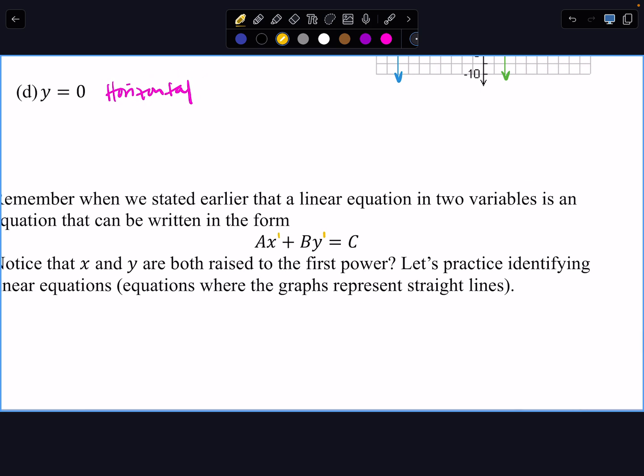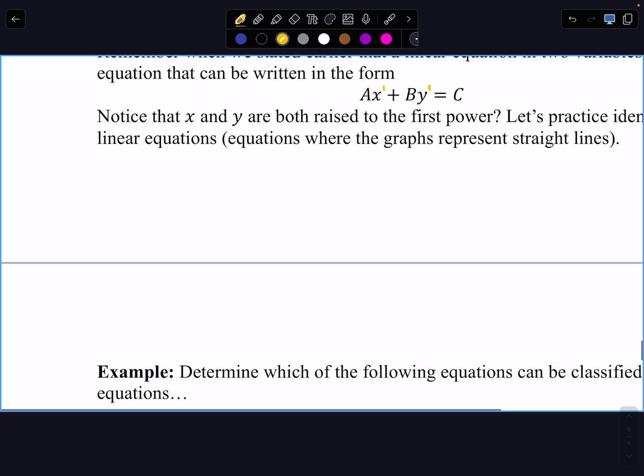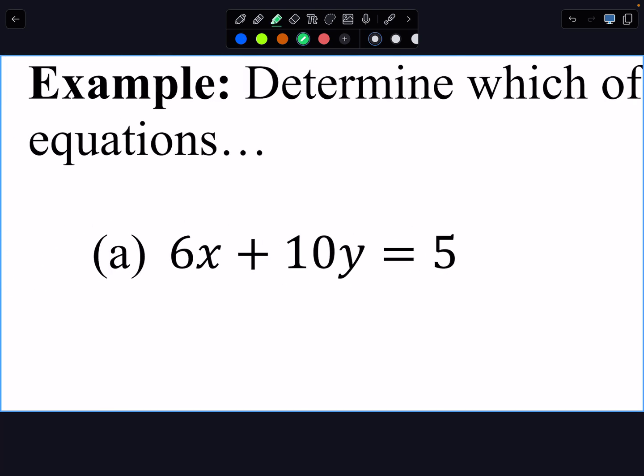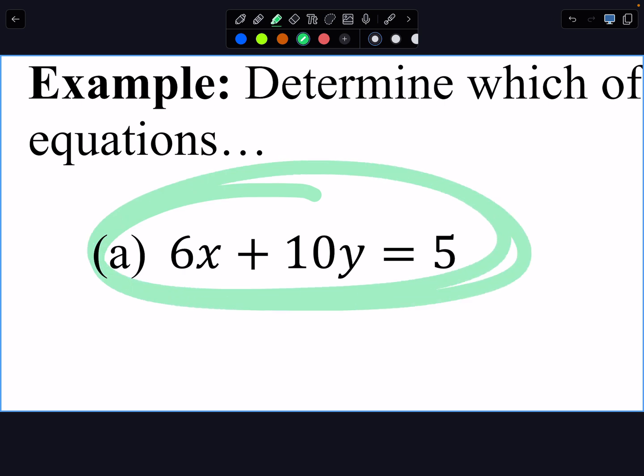So being able to identify whether an equation represents a line, a linear equation, is also a skill that you need to be familiar with. So let's go through together. Why don't we just circle the ones that represent lines that are linear equations? So 6x plus 10y equals 5. Does that represent a linear equation or no? Yes. I will circle. Yes.